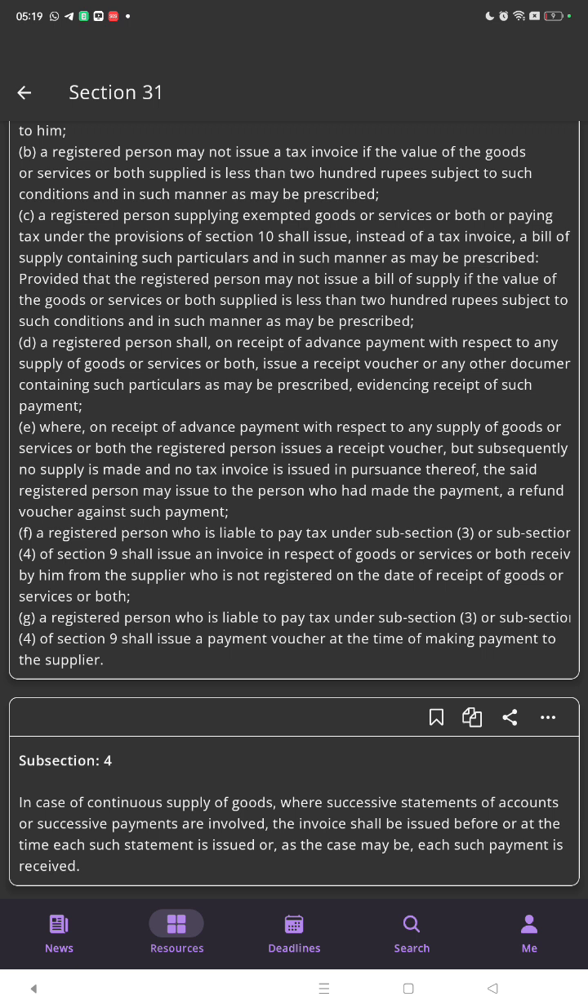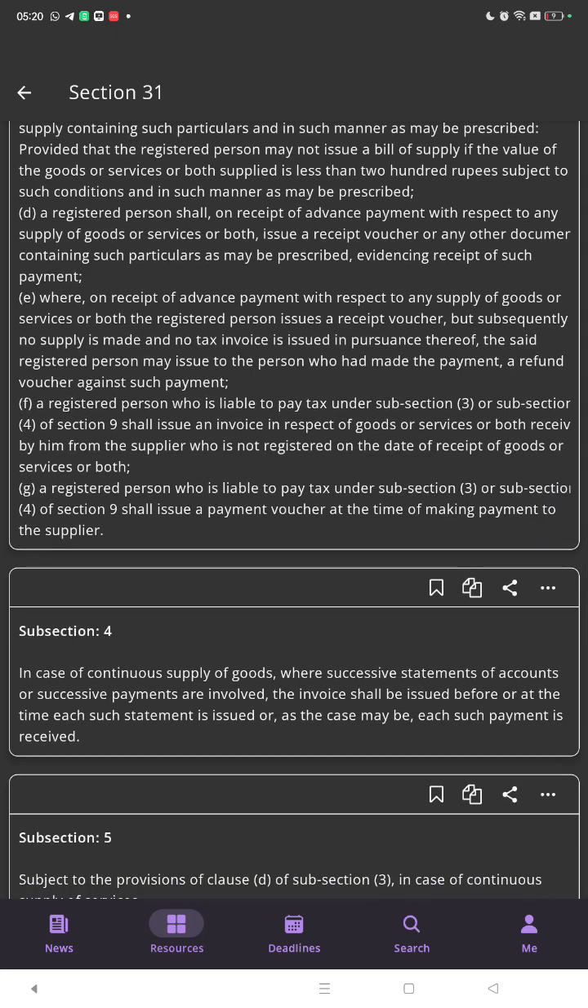A registered person who is liable to pay tax under subsection 3 or subsection 4 of section 9 shall issue an invoice in respect of goods or services or both received by him from the supplier who is not registered on the date of receipt of the goods or services or both. A registered person who is liable to pay tax under subsection 3 or subsection 4 of section 9 shall issue a payment voucher at the time of making the payment to the supplier.